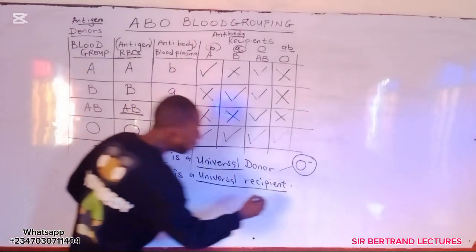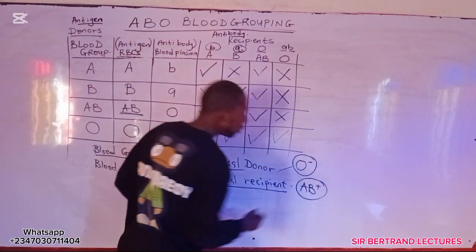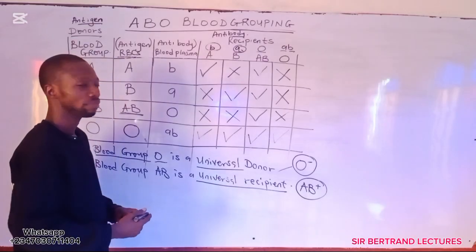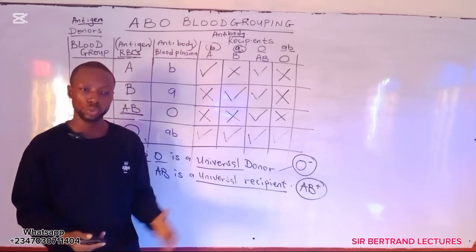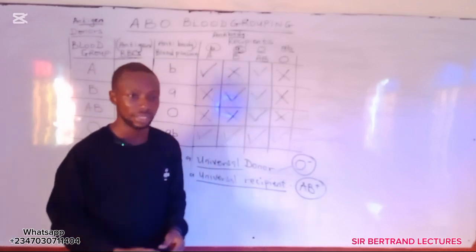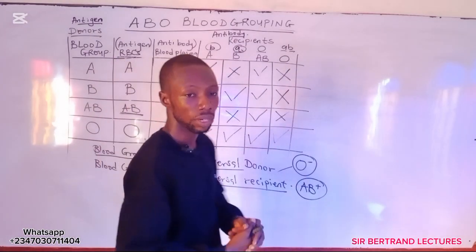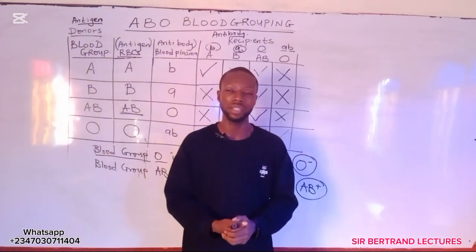Then why blood group AB positive? Blood group AB positive is the one that is a universal recipient. Okay, please let's not forget this. It will help you a lot in exam. Okay, this is all we have on the board for now on the ABO blood grouping.